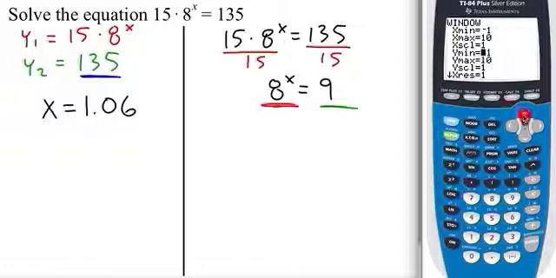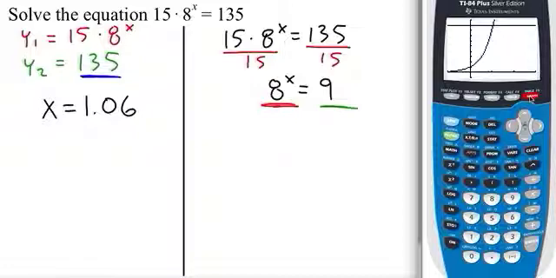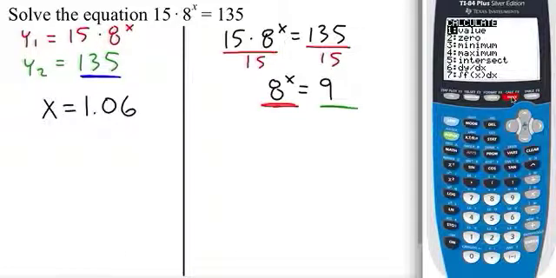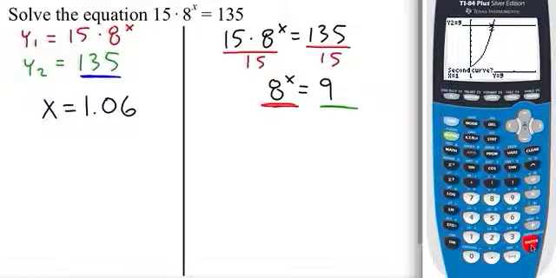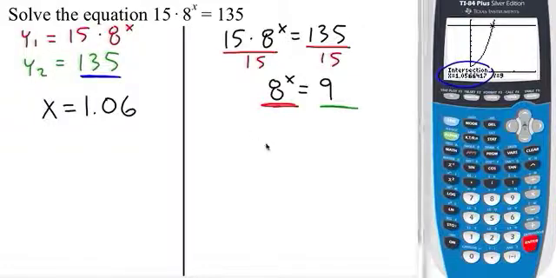I know my answer now already is going to be 1.06 because I already found it. So maybe I'll make this a little smaller and I'll say it goes from just -1 to 3. And now I can graph it. So now here's my graph 8 to the power of x. And there's my line y equals 9. Second calc, intersect, first curve, second curve, and it's already really close, so that's a really good guess. And there's my answer, the exact same thing again, 1.0566, which to 3 significant figures, we say x equals 1.06.